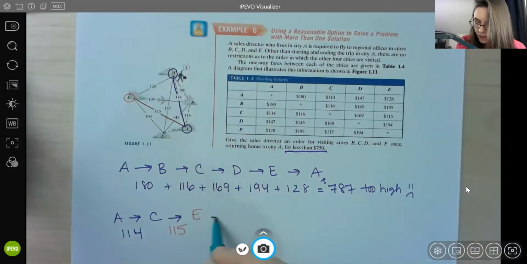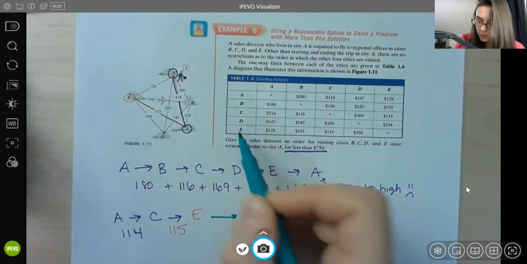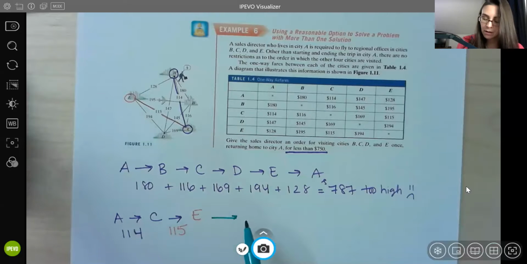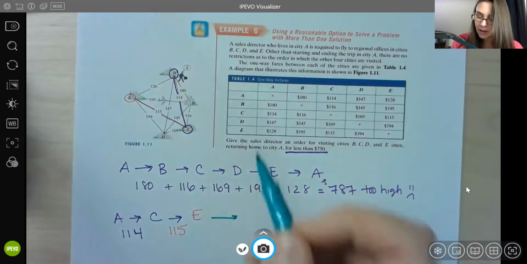All right, now I'm at city E. So I'm here. And I need to go still to B and D, right? I can't go back to A yet. I don't want to go back to C. I have to go either to B or D. Those are two of my cities I haven't done yet.